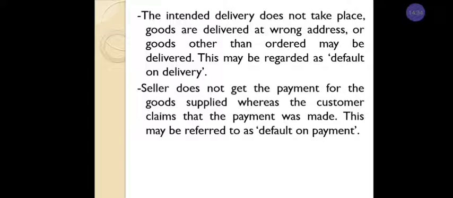And next one, default on delivery: the goods may sometimes get delivered to the wrong address. And the third transaction risk is that sometimes you pay the amount for the product but it still shows that you have not paid for the product. Got it? It is called default on payment. These are the transaction risks.